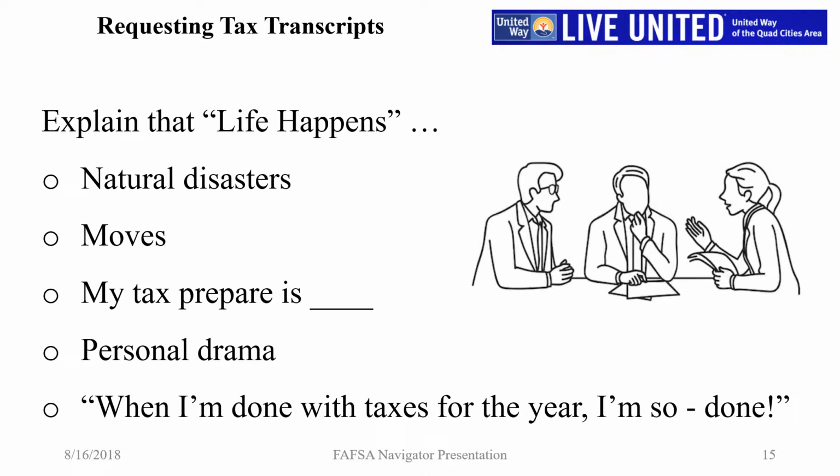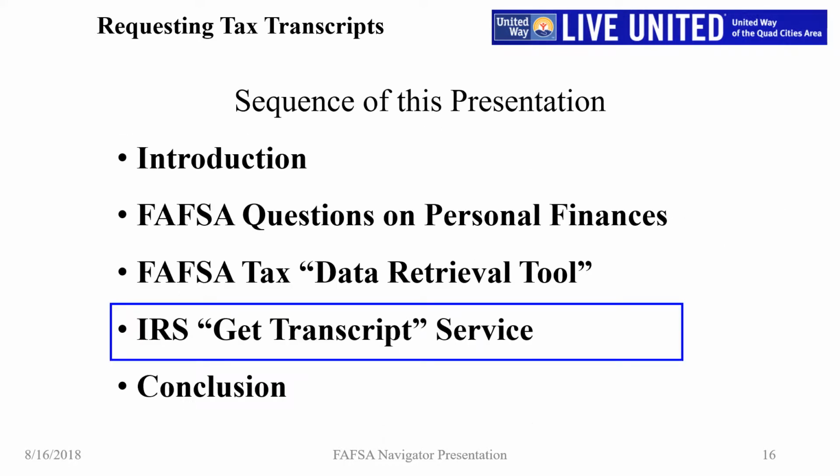Sometimes you just have to explain that life happens. There are many reasons you may not have immediate access to all of these financial records. Natural disasters. Things are packed away due to a move. Fill in the blank, my tax preparer is. And, of course, unexpected personal dramas, death, divorce, abandonment, fires, you name it. For some people, it's just, when I'm done with taxes for the year, I am so done.